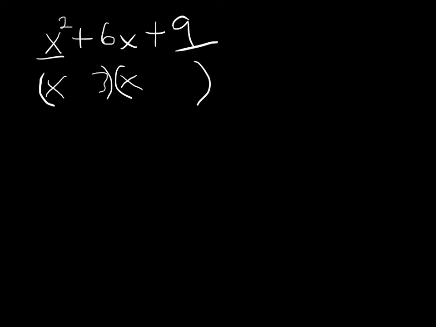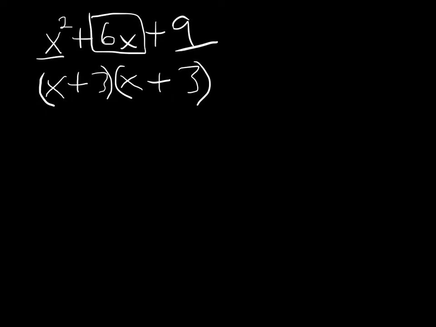3 times 3. If you recognize that both x squared and 9 are perfect squares, that's the first step to recognizing the special products. Now, of course, the second step is the middle term, that 6x, actually has to make sense. And in this case, if it's x plus 3 and x plus 3, it will.